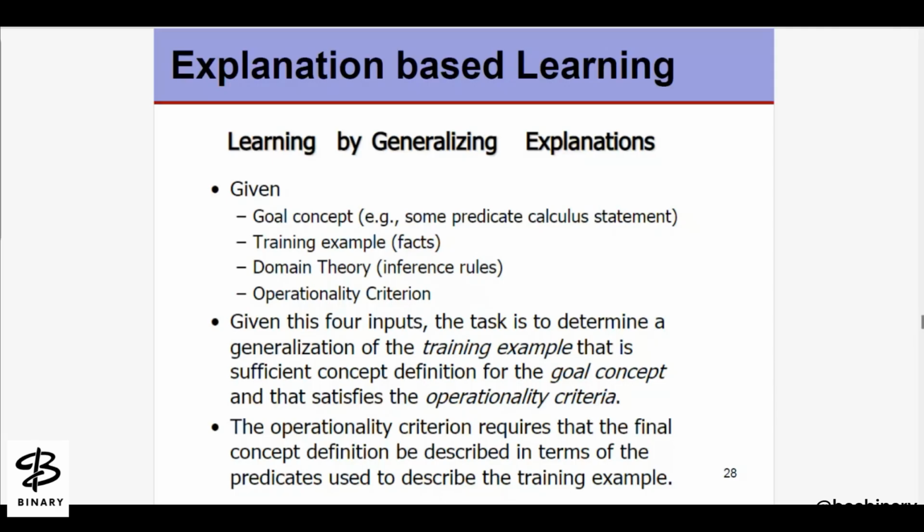Where can explanation-based learning be used? In medical diagnosis, it can be used to determine the underlying causes of a patient's symptoms, so that it can find trends and produce more accurate diagnoses by analyzing previously diagnosed instances.